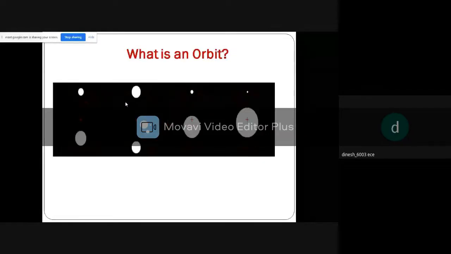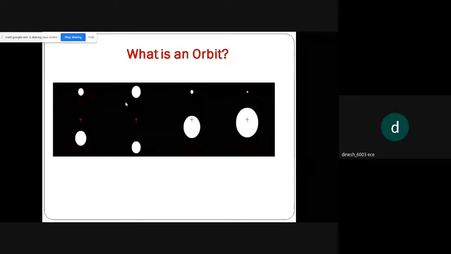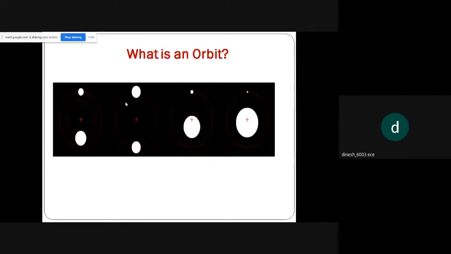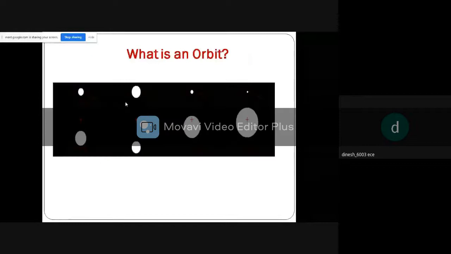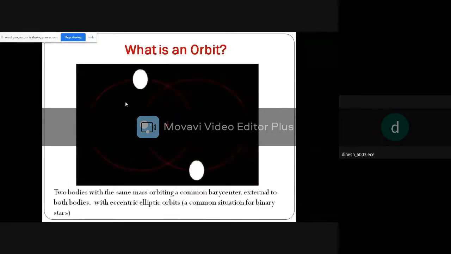So you can see the definitions, or you can see the examples of all this in a single pictorial representation of an orbit. All the four diagrams. So this is what an orbit is.